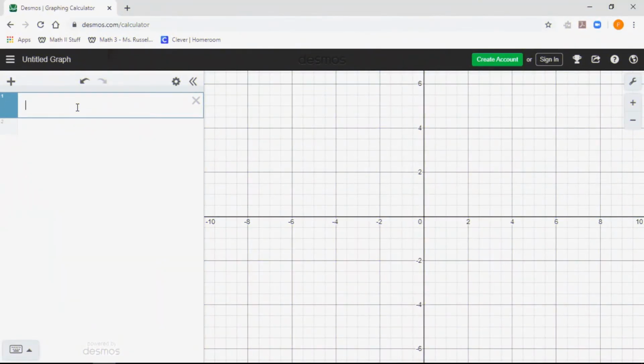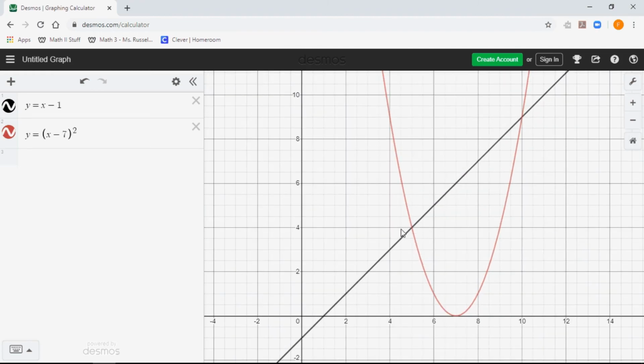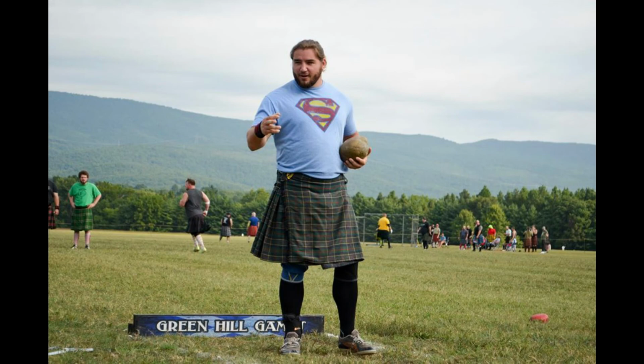For the last example, we're typing in y equals x minus 1, and that is linear, and then y equals parentheses x minus 7 parentheses squared, that is quadratic. That means that I will have two solutions. I have x equals 5 and x equals 10.